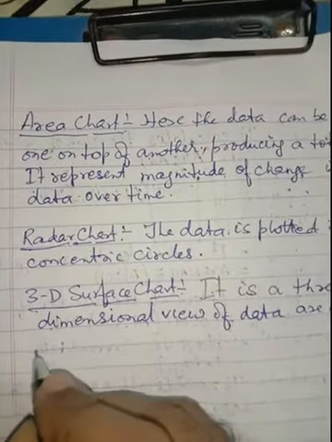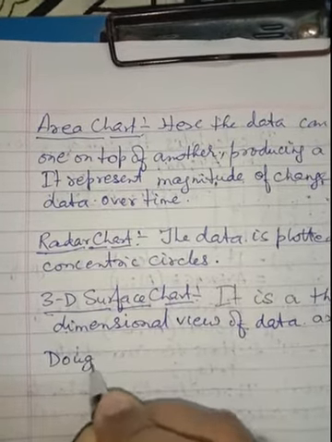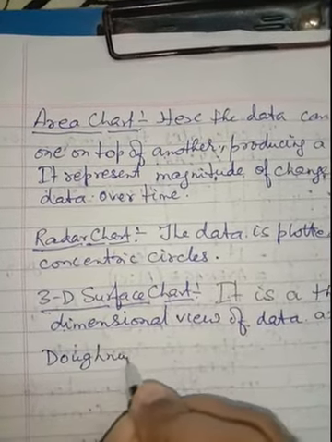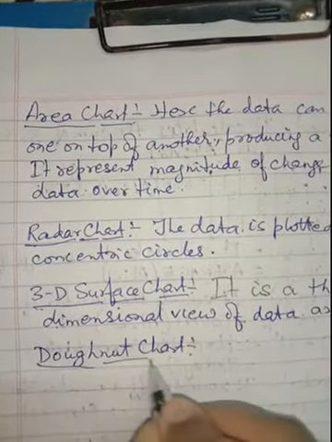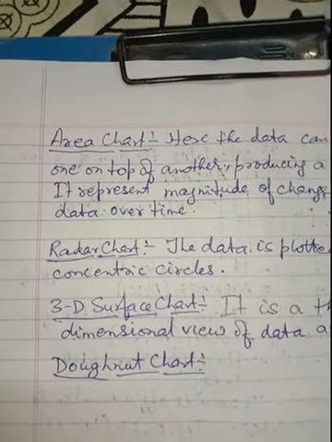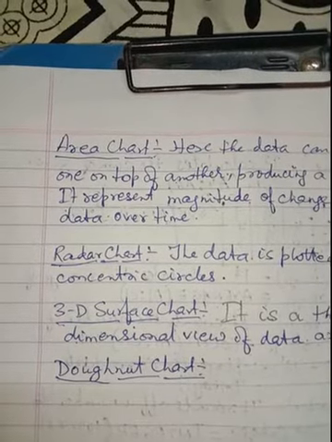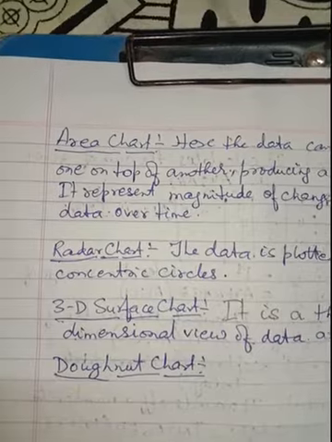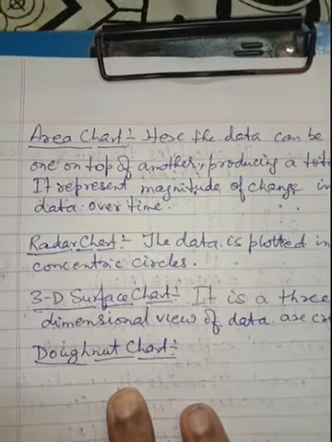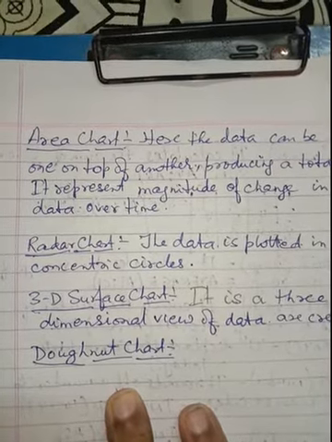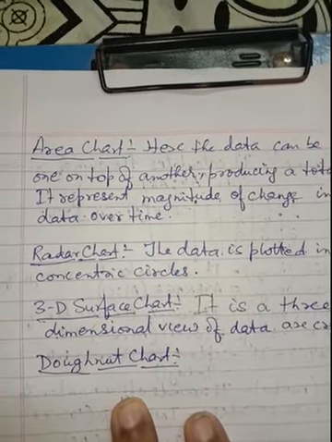Next type of chart that we have over here is the Doughnut chart. In the Doughnut chart, the data are arranged either in columns or rows. Only a worksheet can be plotted in the Doughnut chart. It mostly looks like a pie chart, which shows the relationship of a part compared to whole. But in the Doughnut chart, it contains more than one data series.